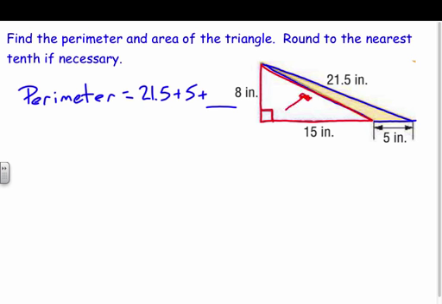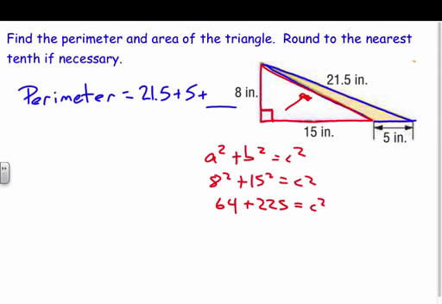So now we got to apply our a squared plus b squared equals c squared. So we got 8 squared plus 15 squared equals c squared. So 64 plus 225 equals c squared, which means we got 289 equals c squared. And to solve for c, we take the square root of both sides. So the square root of 289, which I believe is 17. So c equals 17. So I know that this third side right here is 17.